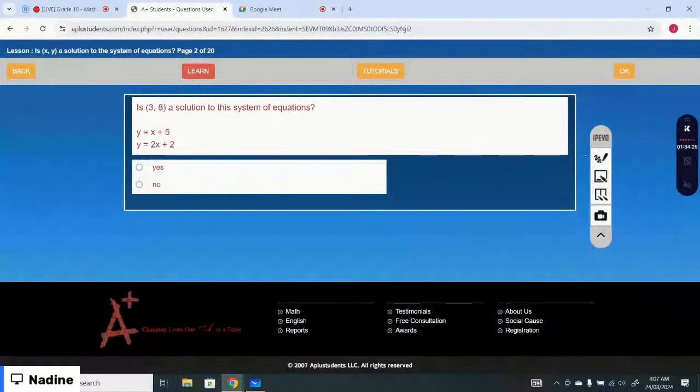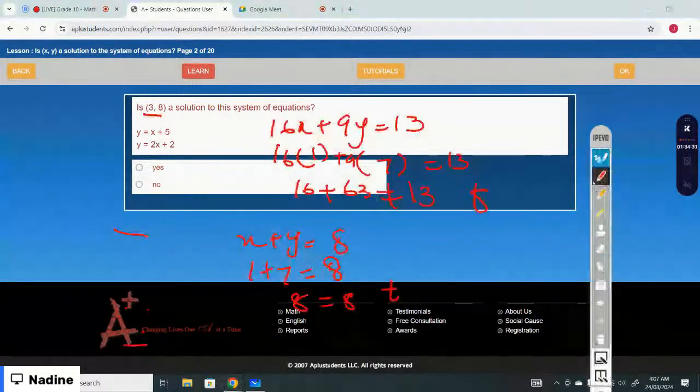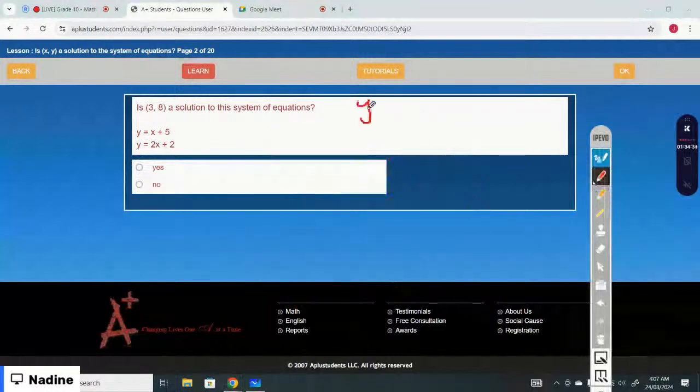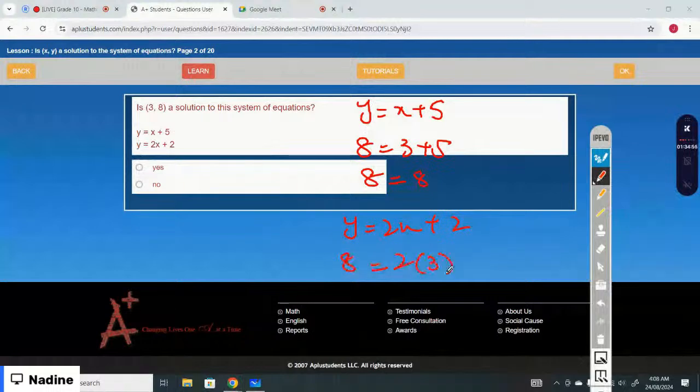Okay, is (3, 8) a solution to the system of equations? Which is the correct option? Start with the first equation, y equals x plus 5. You have y is 8, 8 is equal to 8, right? Now look at the second one, that is y equals 2x plus 2, right? So y is 8, and 2 times 3 plus 2 is 6 plus 2. 8 is equal to 8, right? So that means yes, (3, 8) is the solution of the system of equations.